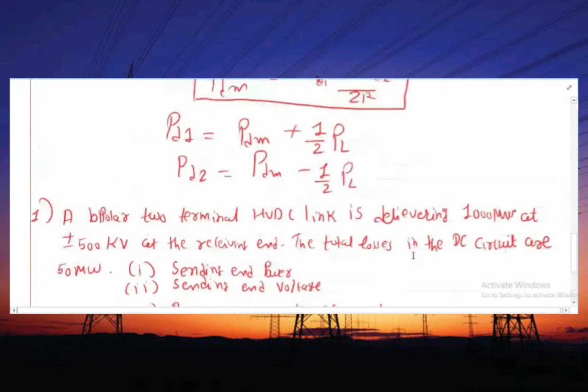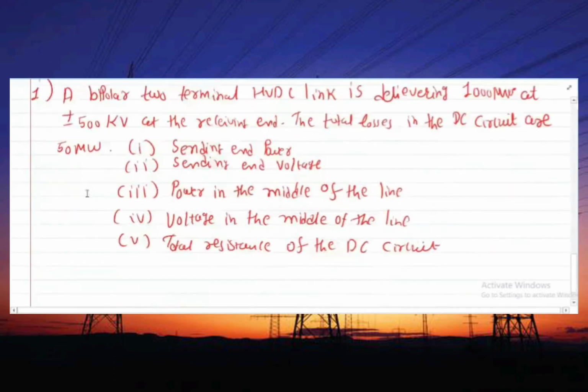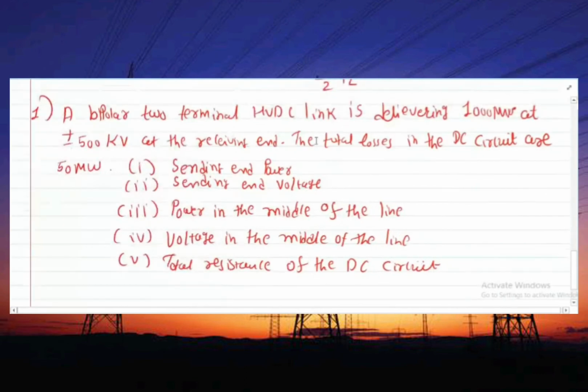So the bipolar two-terminal HVDC link is delivering 1000 megawatt at plus or minus 500 kV at the receiving end. The total losses in the DC circuit are 50 megawatt. Calculate the sending end power, sending end voltage, power in the middle of the line, voltage in the middle of the line, and the total resistance of the DC circuit.